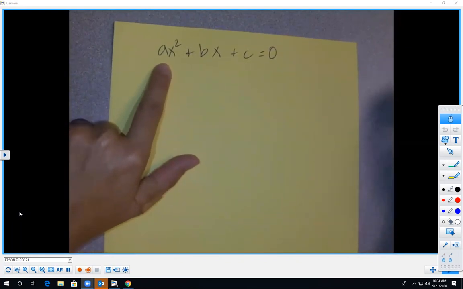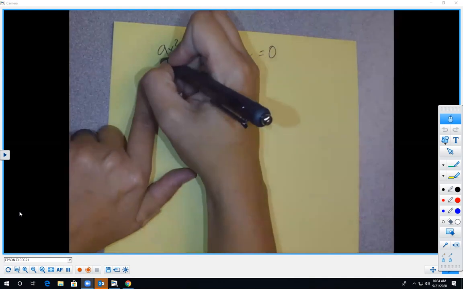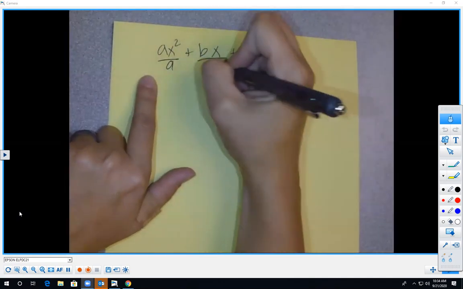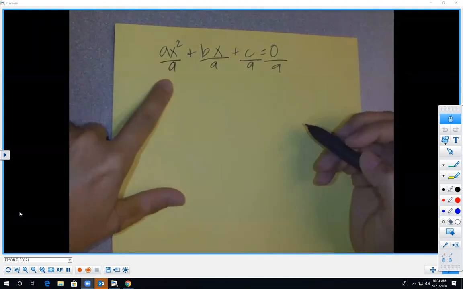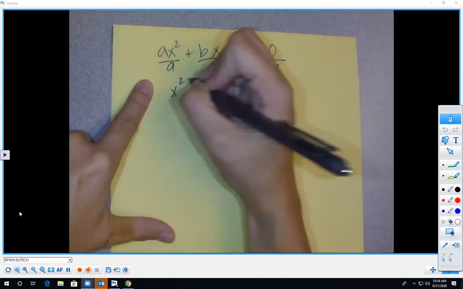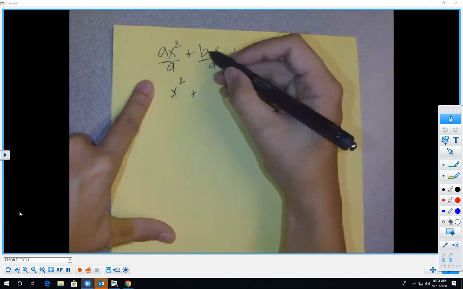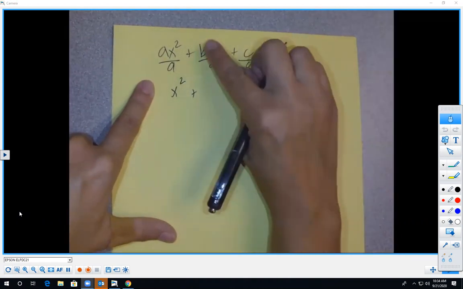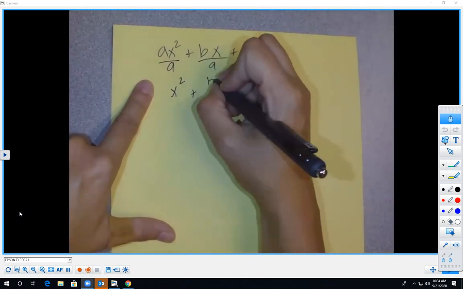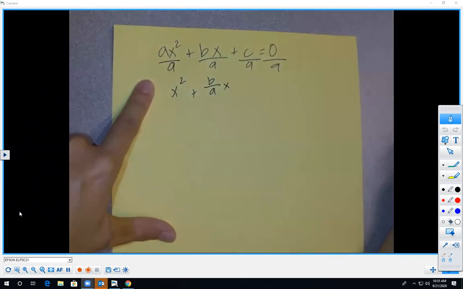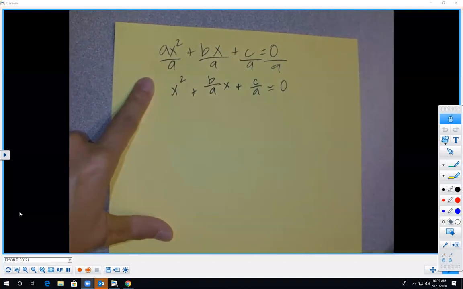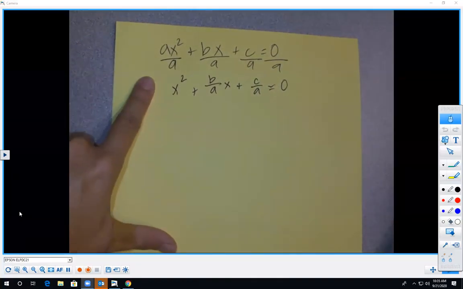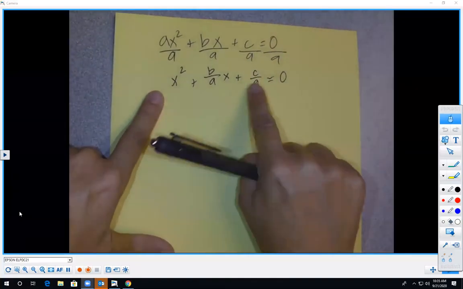So the way to fix that problem, if you have an a value, is to divide every single thing by a. So I end up with ax squared divided by a, which is just x squared, right? If I divide bx by a, the numbers would just be the b and the a. So it'd be b divided by a times x plus c divided by a equals 0. Everybody good?